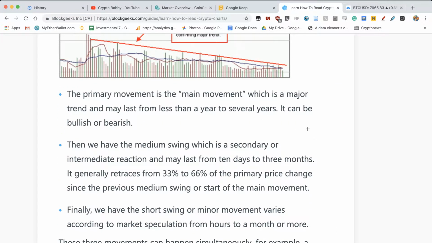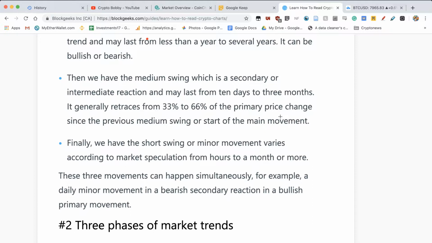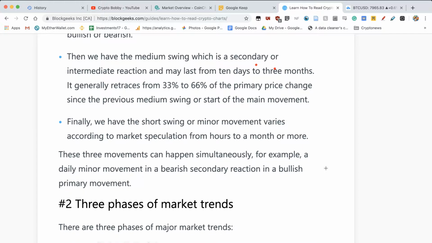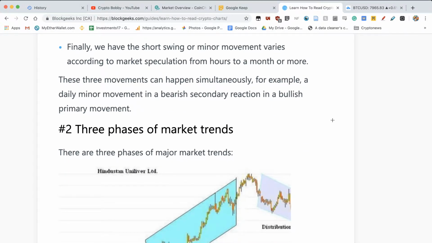The primary movement is the main movement, which is a major trend and may last from a year to several years, decades, 20 years or even more. And this trend can be bullish or bearish. Then we have the medium swing, which is a secondary or intermediate reaction and may last from 10 days to 3 months. It generally retraces from 33 to 66% of the primary price change. And finally, we have the short swing or minor movements, which vary according to market speculation.